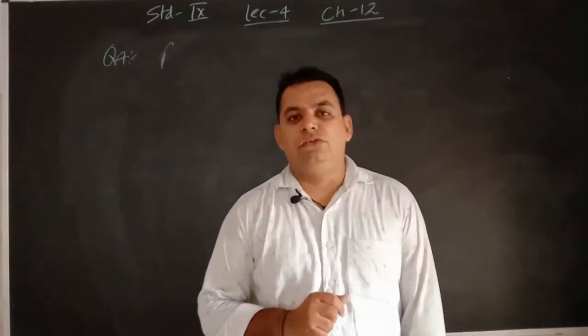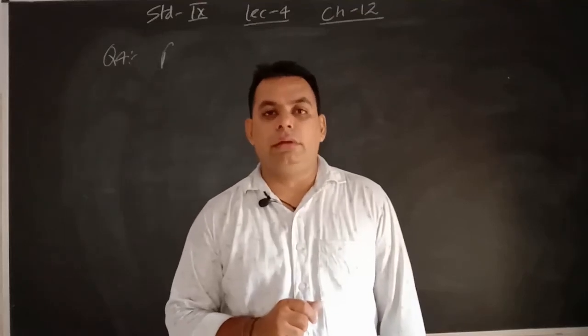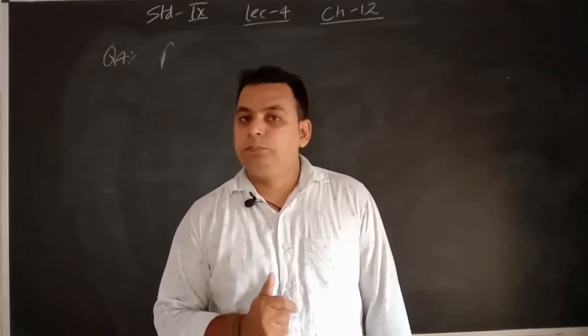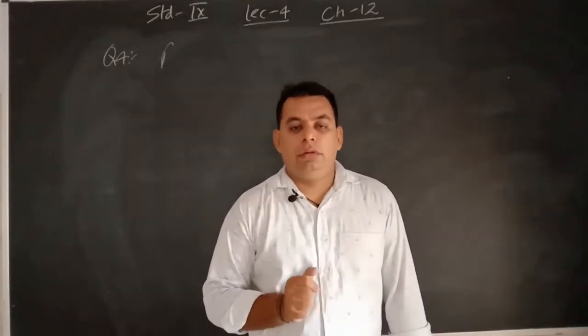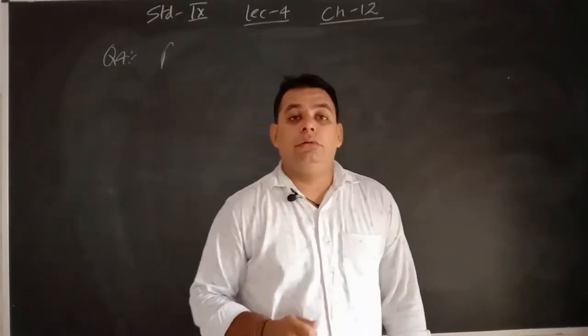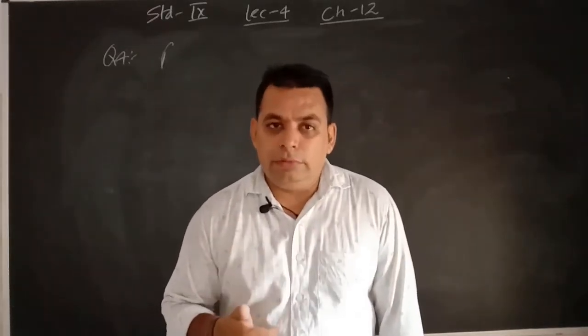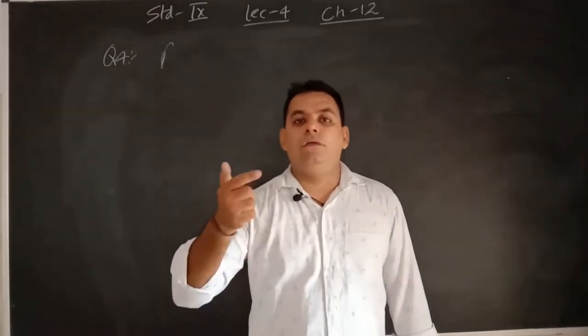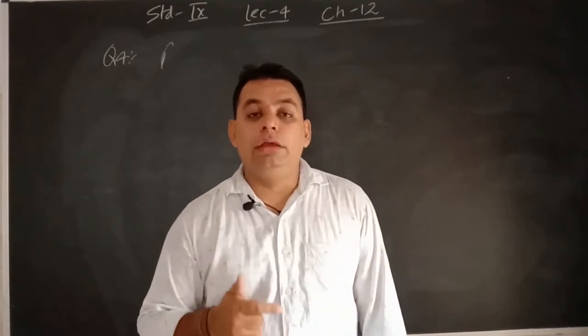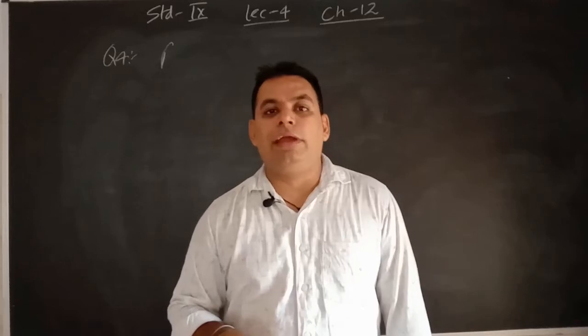Suppose a case arises to you that find out the area of a triangle whose sides are 8, 11 and 13. At that time what you will do? It is not a right triangle, it is not an isosceles triangle and it is not an equilateral triangle. So that type of situation also arises and that led to the discovery of Heron's formula. Heron derived a formula by which we can take out any triangle's area.